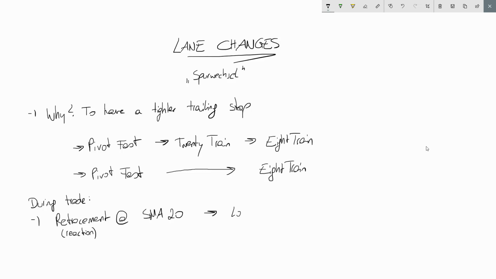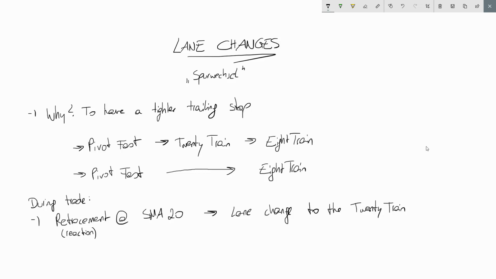Then we can do a lane change to the 20 trail. 20 train, 20 trail, it's basically the same. Change to the 20 trail.